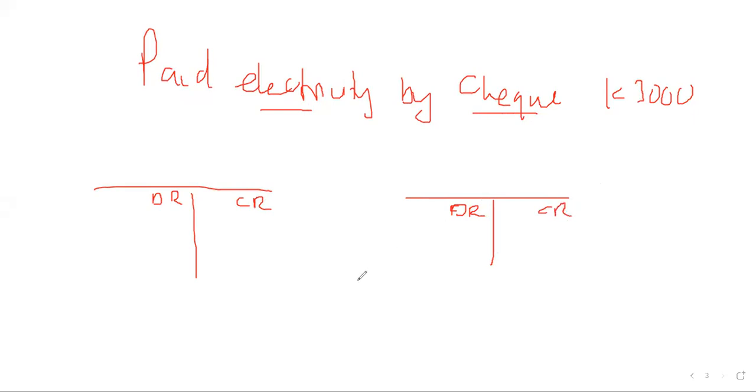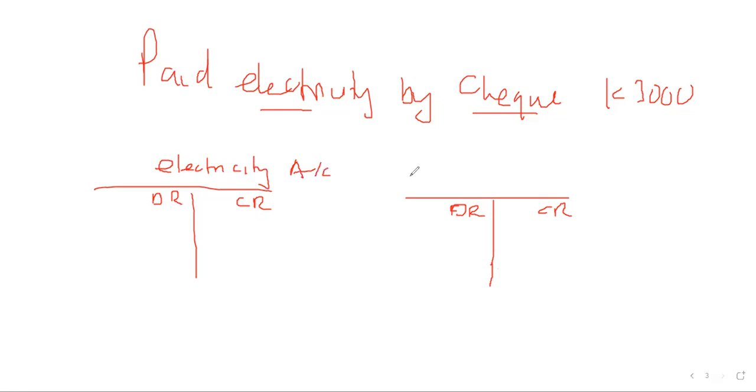Anyone to help there? This transaction: paid electricity by check, 3,000. We want us to come up with the accounts. We'll have an electricity account and the bank account. Very good. Electricity account and the bank account.